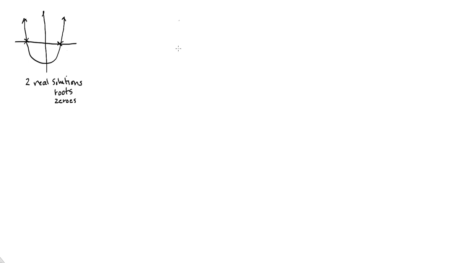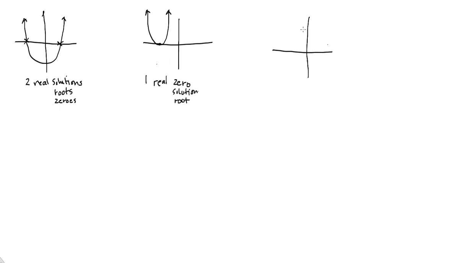You might also have a situation where the parabola's vertex is on the x-axis, and therefore there is only one real solution, one real root, one real zero. In these cases, we can call these x-intercepts because they're real numbers. But as we've talked about in this unit, there is a third possibility, and that is that the parabola never crosses the x-axis. In that case, there are no real zeros, no real solutions, no real intercepts.